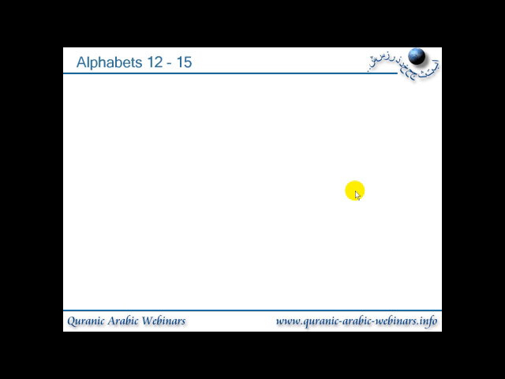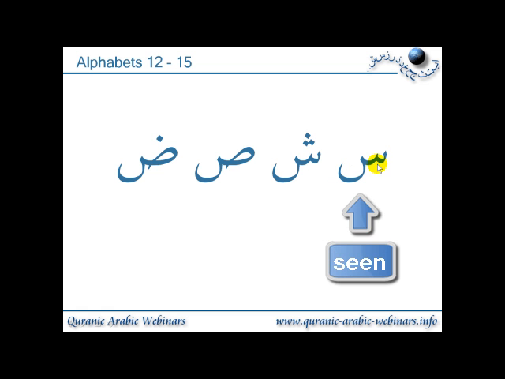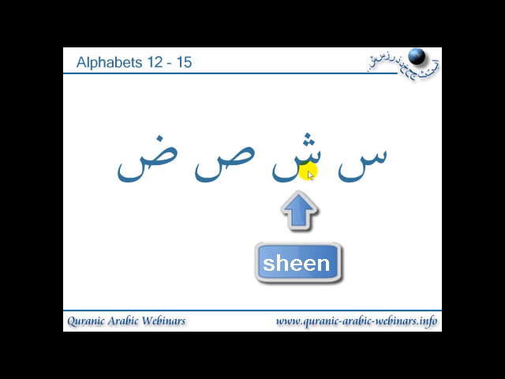Alphabets 12 to 15. Okay, so the first two have the same shape. So it's the two small curves and then the big curve. The second one's got three dots. The first one is known as Seen. The second one is known as Sheen.